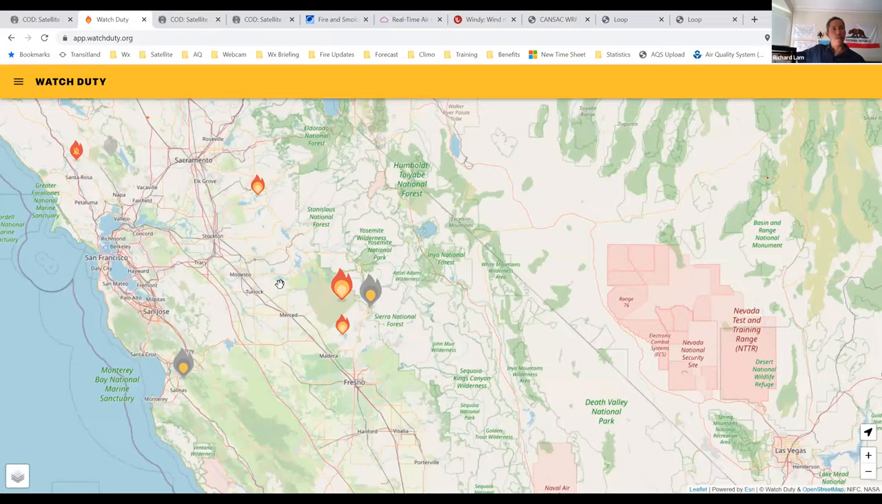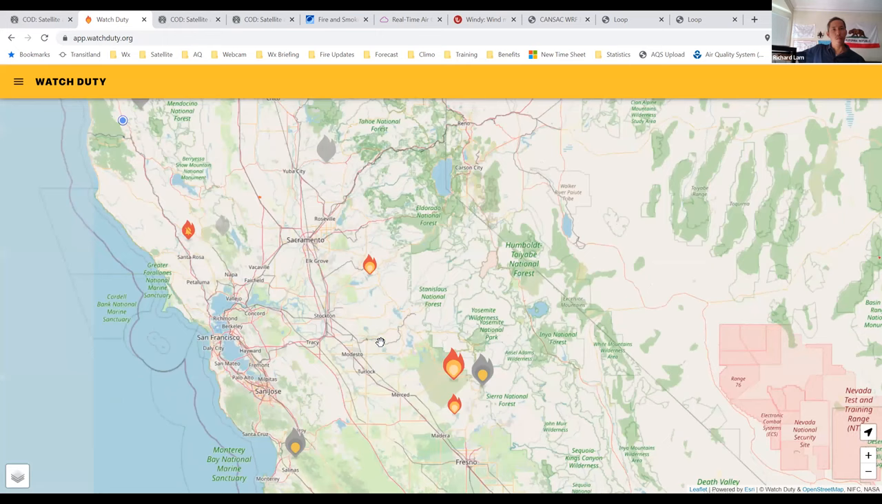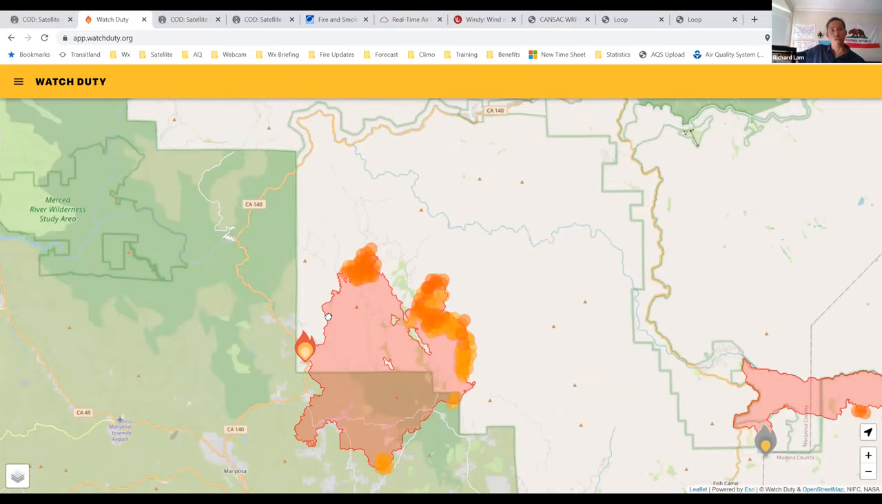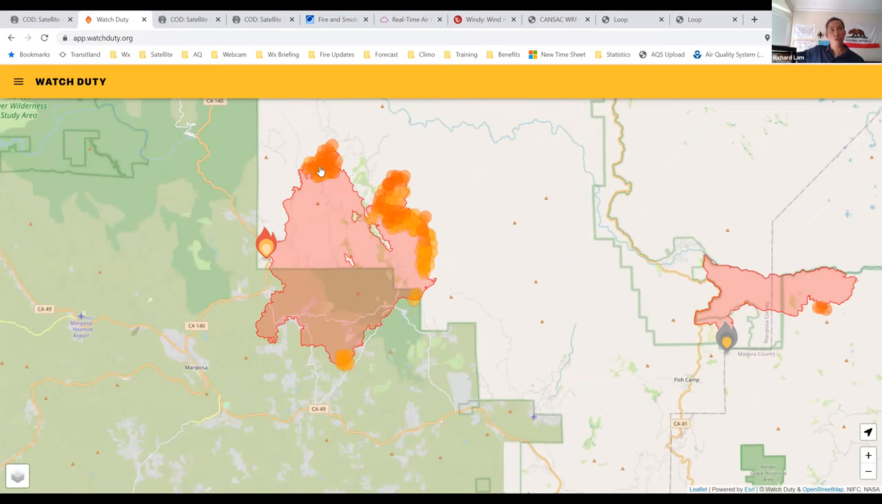And this webpage is pretty new. It's called Watch Duty. It just shows you all the fires in the state of California. And when you zoom in, it shows you the boundary of the fire issued by the agencies that work on the fire. And also those dots indicate where the hotspots are, which means where the fire is burning right now.